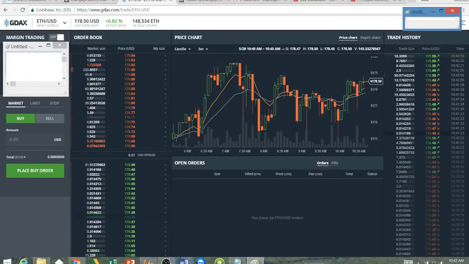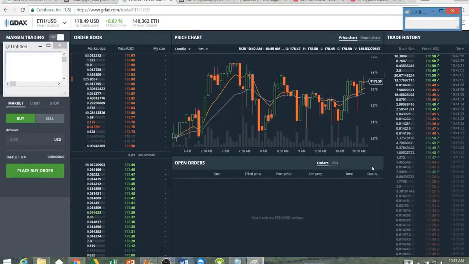So on the right side here is time and sales. This is the actual orders going through. I can see that someone just bought 50 at $178.50 and it's green. That means they bought it on the ask, so they hit a market order to buy those tokens. The red tells me someone's selling into the bid.